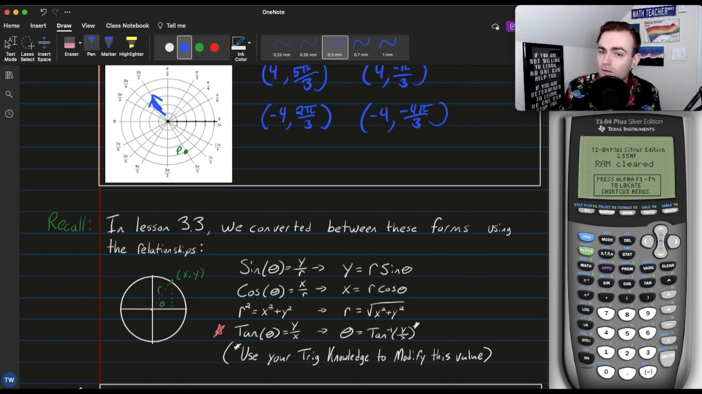How do I get r from x and y? Well, I use Pythagorean's theorem, so I can use r is equal to the square root of x squared plus y squared, or the distance formula, if you know what is that. And I can use tangent to find theta. This is the new one.